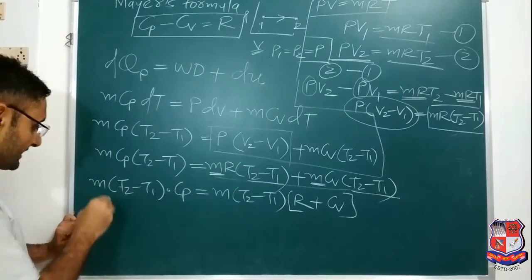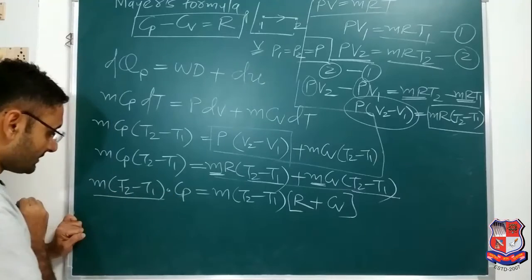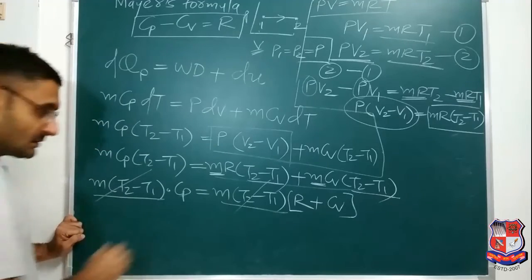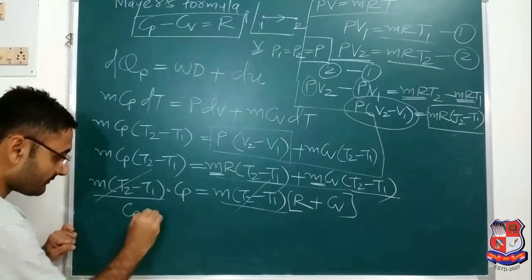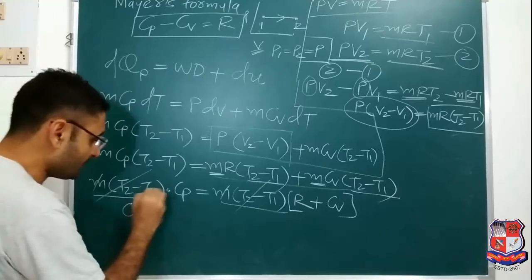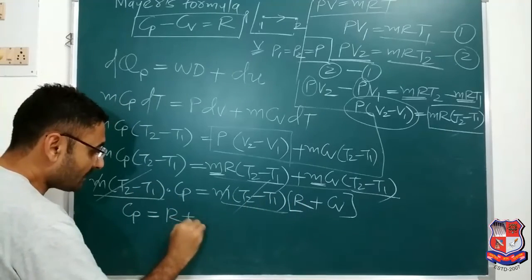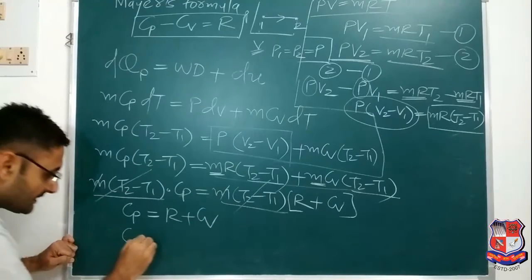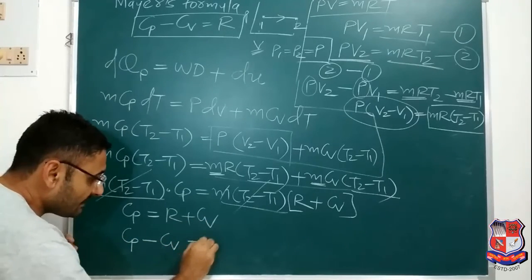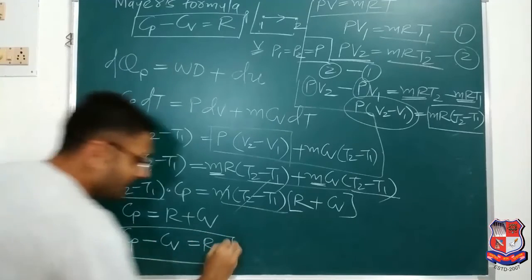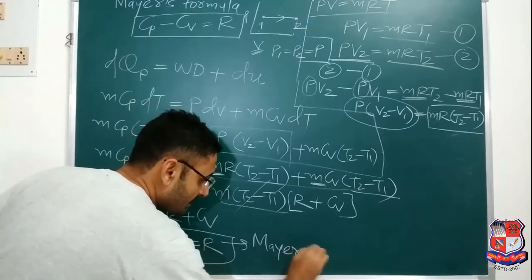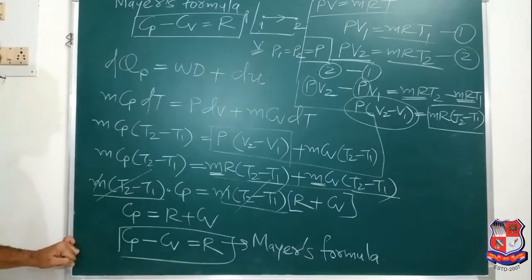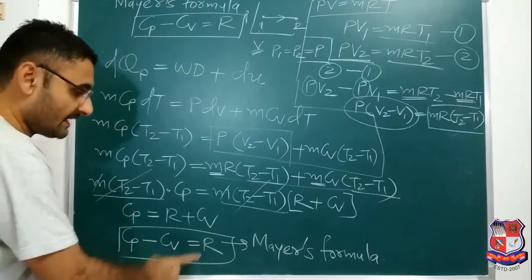If you concentrate on the left hand side, m(T2 minus T1) on both sides will get cancelled. So remaining will be Cp equals R plus Cv. Now I will write Cv over here with a negative sign: Cp minus Cv equals R. So that is also known as Mayer's relation or Mayer's formula, the relationship between three quantities Cp, Cv and R.